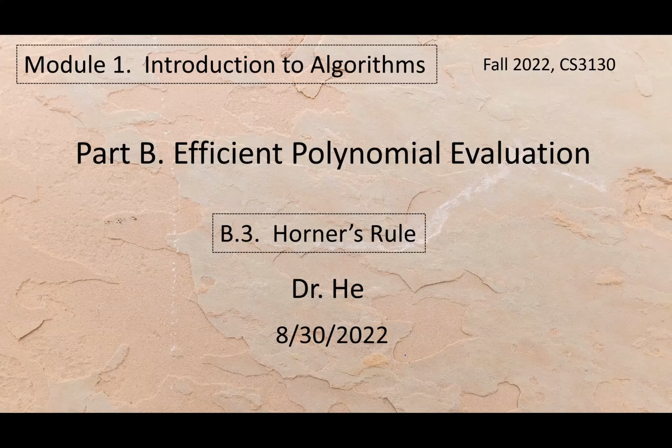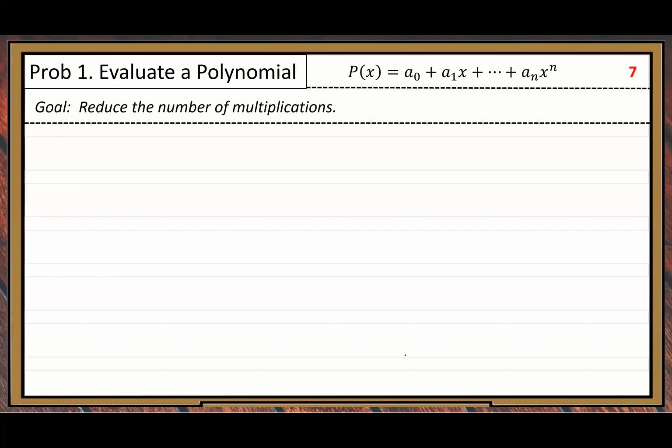All right. So next, the B.3 topic, Horner's rule. This is the key solution part, our final solution. We will see the solution at this B.3 part. All right, so let's start. This time the strategy is still an effective strategy we used several times.